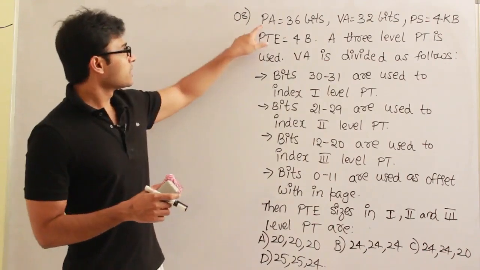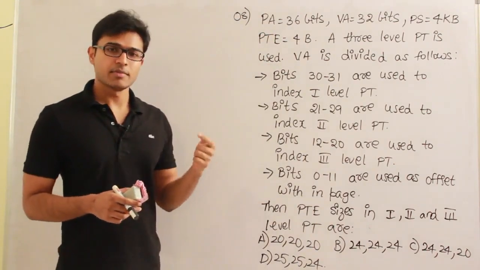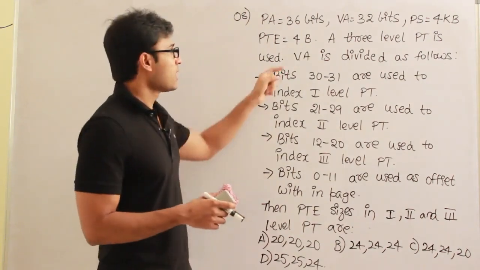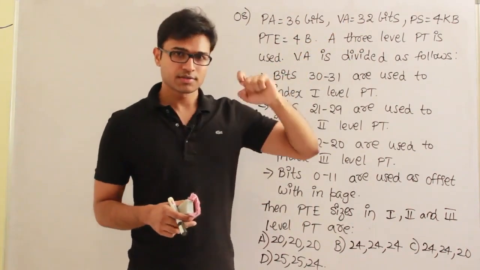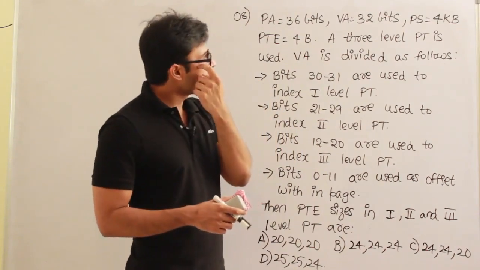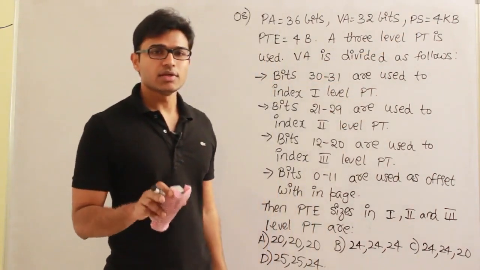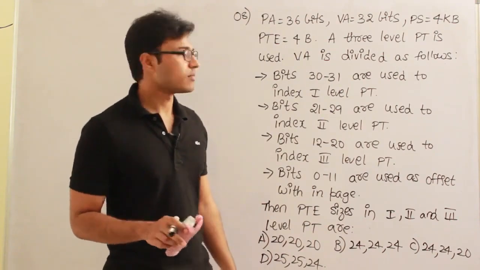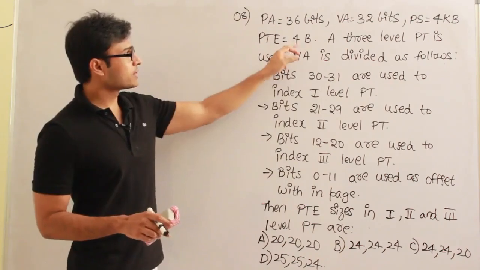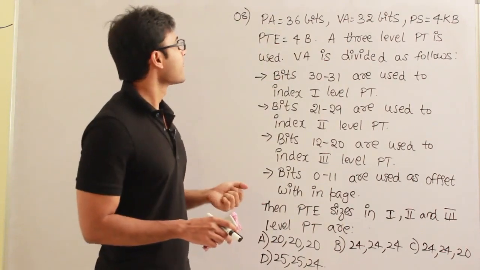So watch it. Physical address is 36 bits. So if physical address is 36 bits, it means that the main memory size is 2 power 36 and logical address is 32 bits, which means this process size is 2 power 32 and page size is 4KB, which means the size of each page in the process is 4KB, which means 2 power 12 bytes, and page table entry size is 4 bytes. So page table entry, you know it, right?